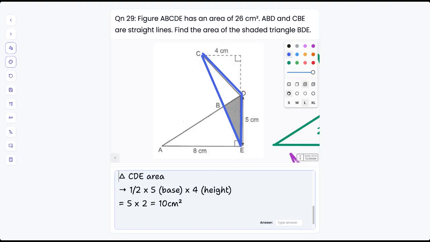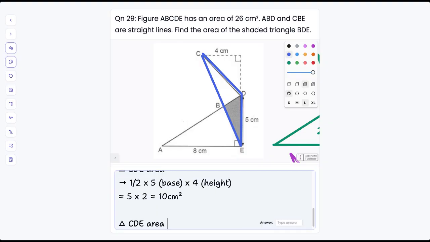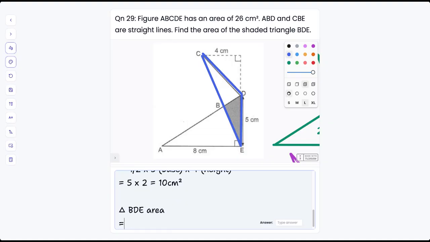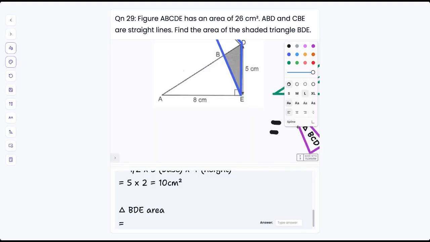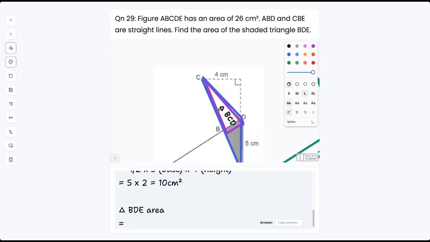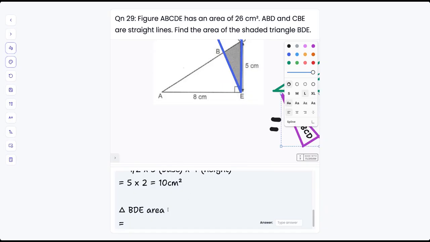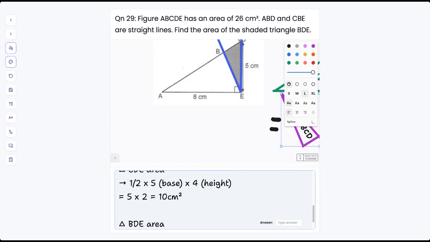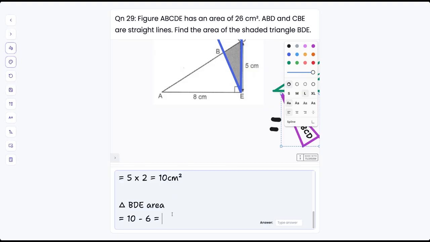Now we are able to find BDE. The shaded triangle BDE is equal to this whole purple triangle minus BCD. That's what we see over here. So this whole triangle is 10, minus BCD which is 6, and this will be equal to 4. There you go. So the answer is 4 centimeters square.